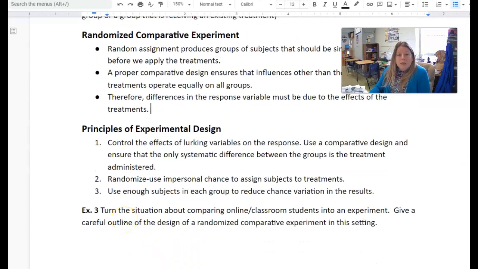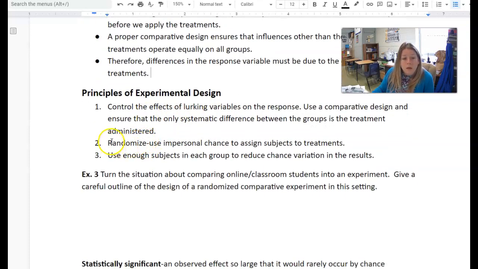Okay, here are the three principles that you need to remember. Control the effects of lurking variables. Use a comparative design and ensure that the only systematic difference between the groups is the treatment administered. Randomize to get people into those groups. And use enough subjects in each group to reduce chance variation. There's always going to be one person who has a severe reaction to caffeine and their heart rate shoots up. But if we have enough people, that reaction gets averaged out.